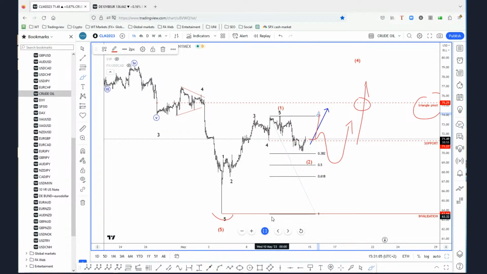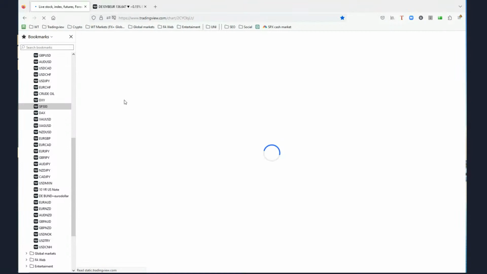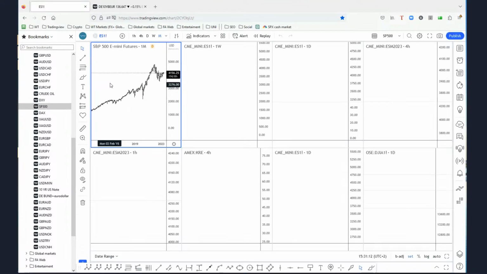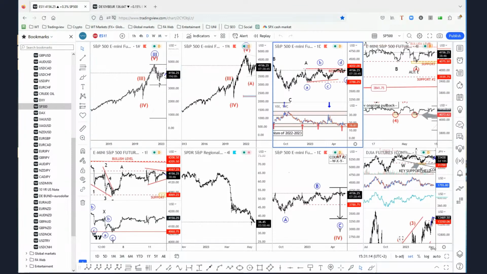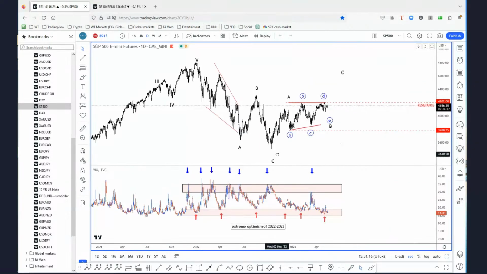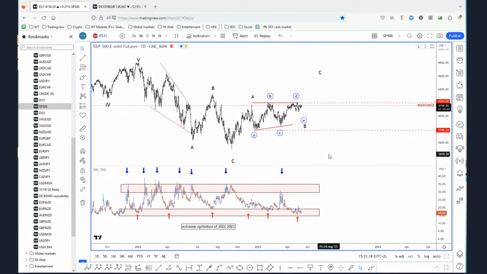Okay, that's for crude. Let's take a look now at some of the US stock indexes. Firstly, the S&P 500. I mean, this one is dead. Nothing really is going on, obviously, because speculators don't know what the Fed will do, so everyone is waiting on more evidence from the Fed.